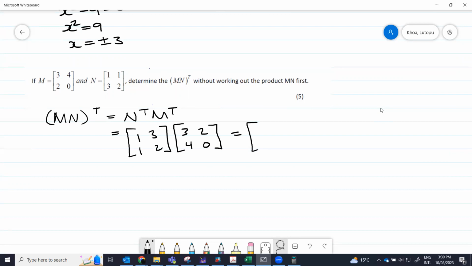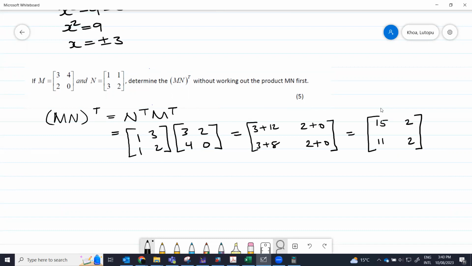So here I have 3 plus 12, and then row with column. So that's 2 plus 3 times 0. And then this one times that one. This is 3 plus 8. Then this one times that one. That's 2 plus 0. And your answer, 15, 2, 11, and 2.